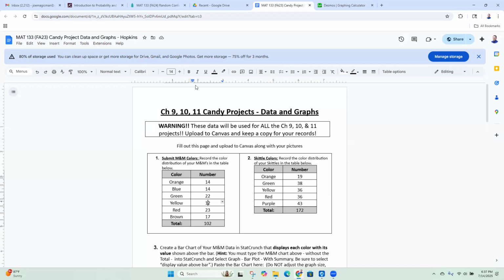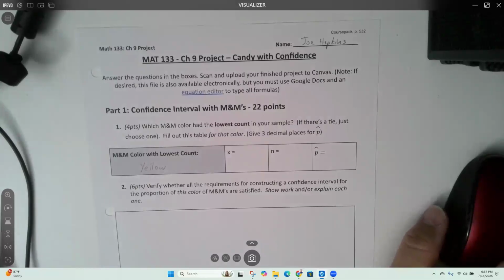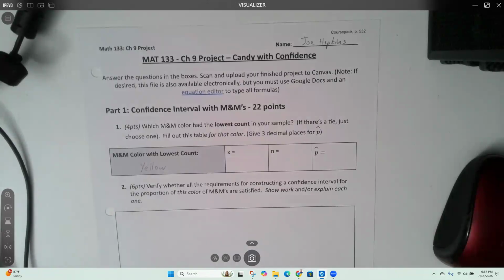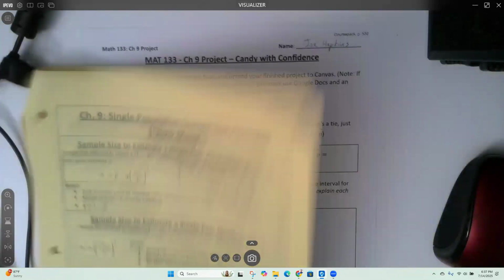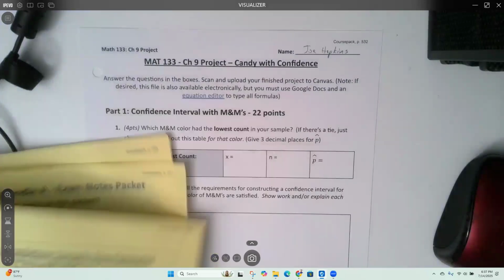The reason why is because, you'll remember, there is a formula for your confidence interval. It's not this one.